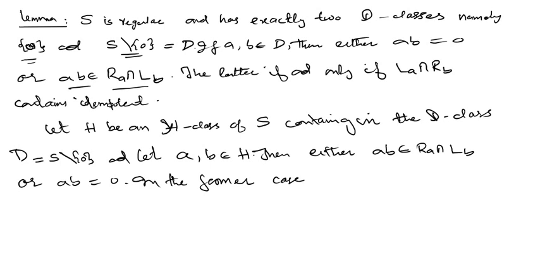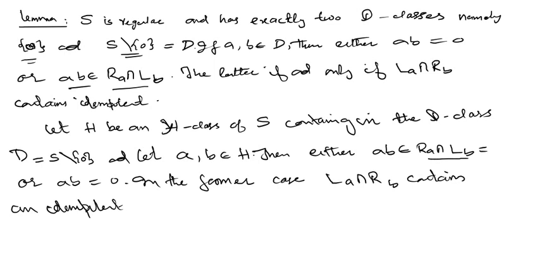In the former case this LA intersection RB contains an idempotent. But here you note one thing, that AB belongs to RA intersection LB. This is your H class, and this is the same as LA intersection RB, and this contains an idempotent. So in the former case LA intersection RB is again equal to H.